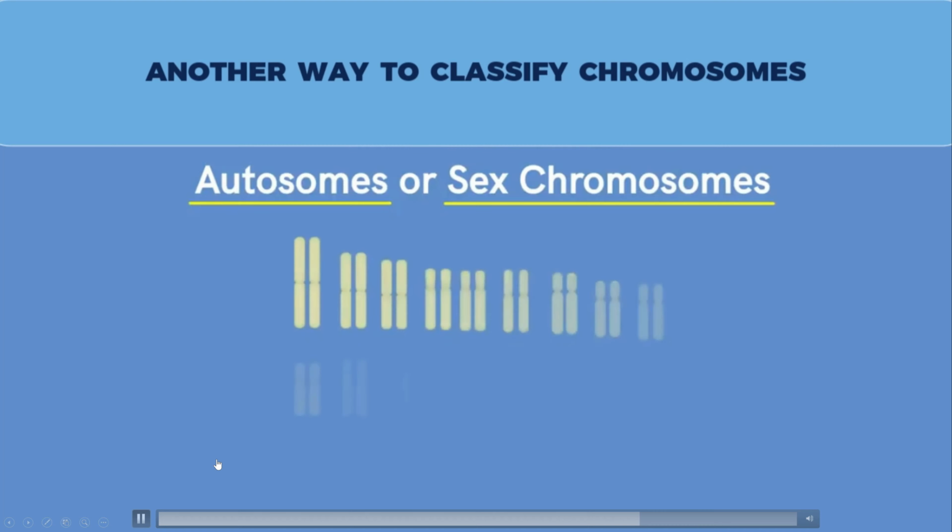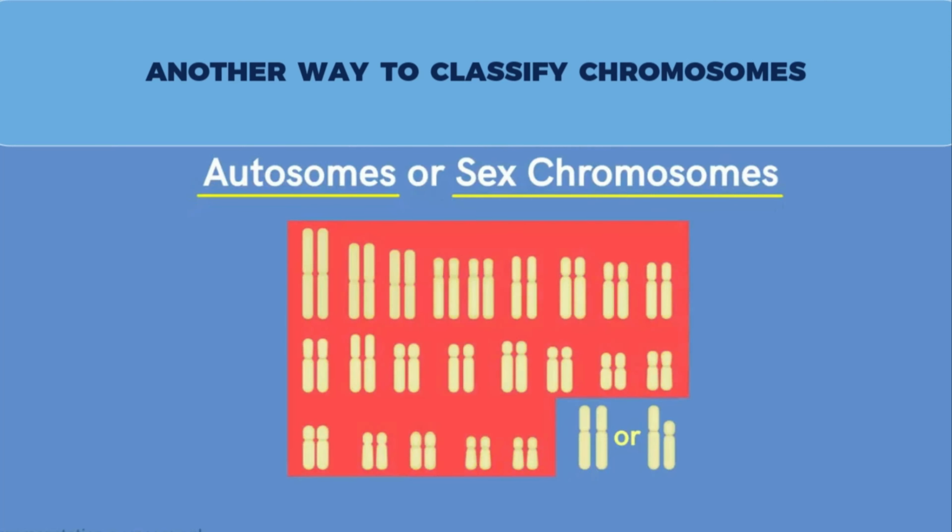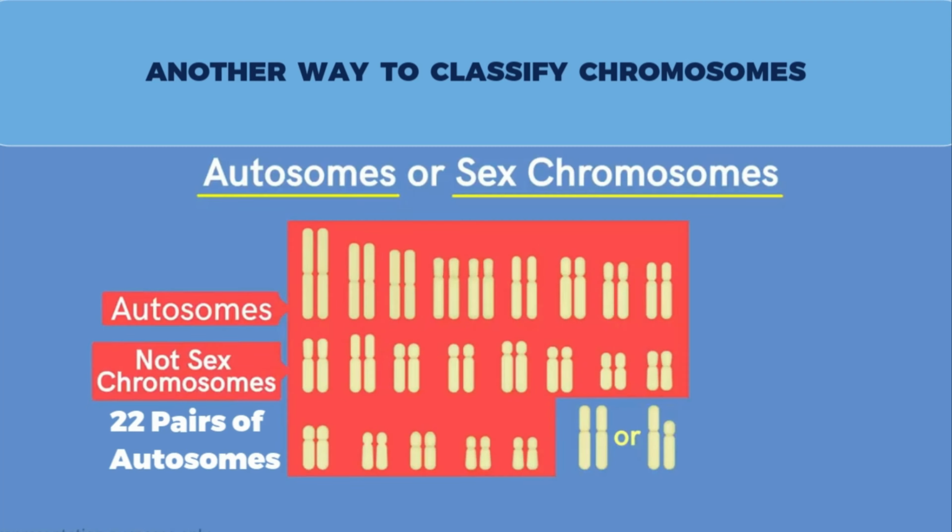Another way of classifying chromosomes is by autosome and sex chromosome. Humans have 22 pairs of autosomes numbered from 1 to 22 arranged in descending order of the size of the chromosome. That is, chromosome 1 is the largest and chromosome 22, well, chromosome 21 is the shortest.